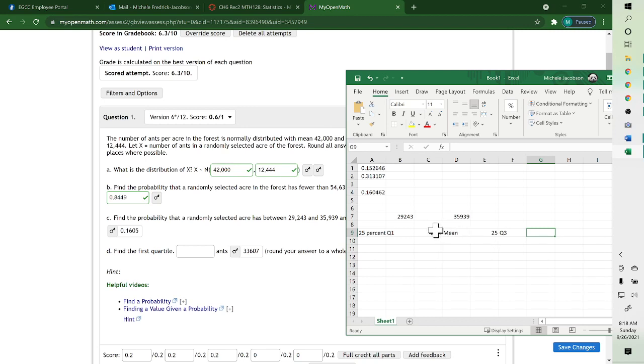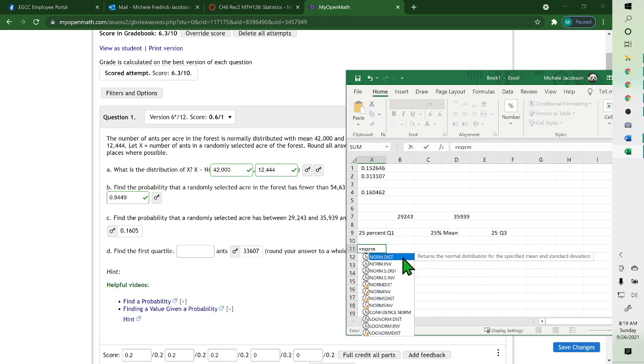So the mean has 25% below and 25% here, which makes 50%. If you're doing Q3, then it's 25, 25, and 25, 75%. This one asks for Q1, so there's 25% of the data below it. When you're finding a value, so we'll find it right here. You still put your equals and your norm, but instead of distribution, you use inverse. So when you're given a percent, you use inverse.